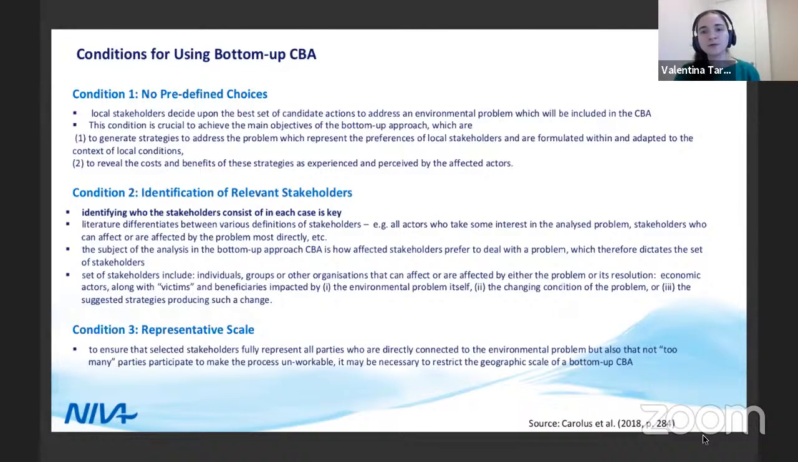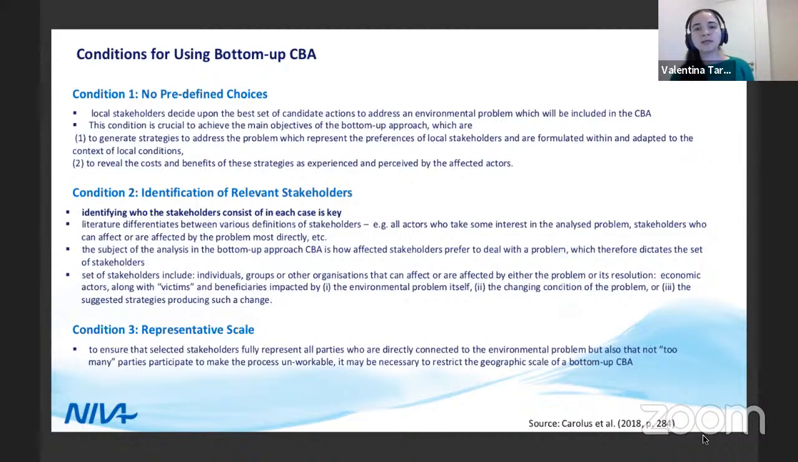The second condition refers to the identification of relevant stakeholders. As you may know, literature differentiates between various definitions of stakeholders. In the case of the bottom-up approach, the subject of the analysis is how affected stakeholders prefer to deal with a problem, which therefore dictates the set of stakeholders that may include individuals, groups, or other organizations that can affect or are affected by either the problem or its resolution.